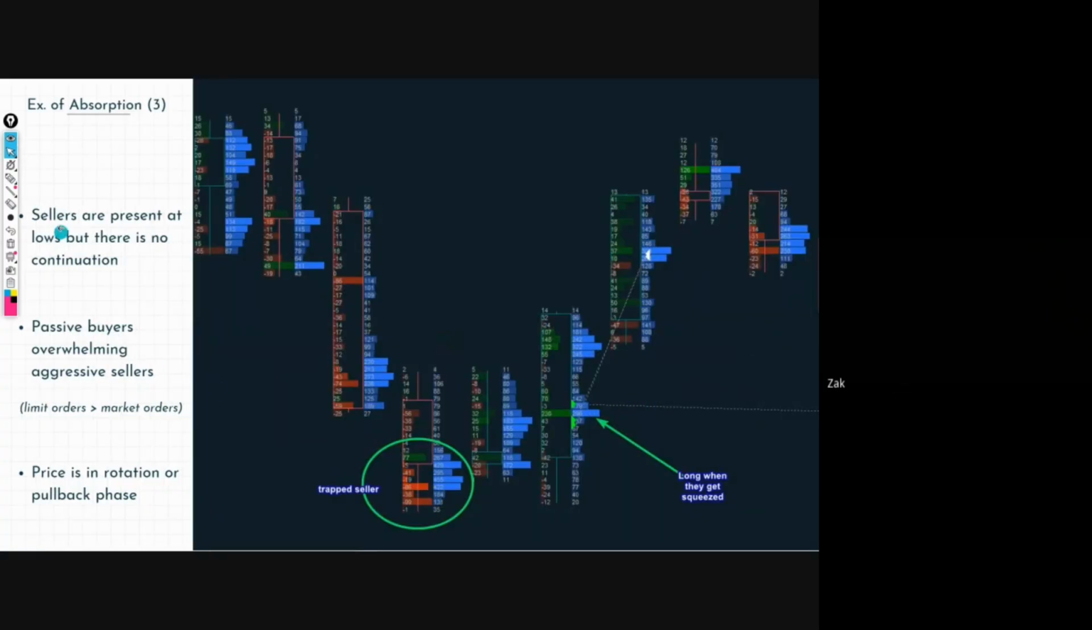Here's another example of absorption. Again, a support level. So I'm not blind buying it just because it's struggling. I'm layering my context. Trapped sellers. So they press new lows. It's looking good. They press new lows. They don't get fulfilled. And then the next candle has a decent amount of buying here.